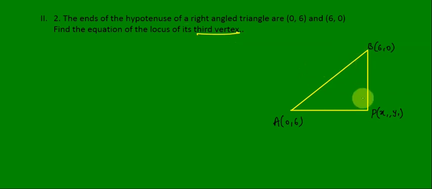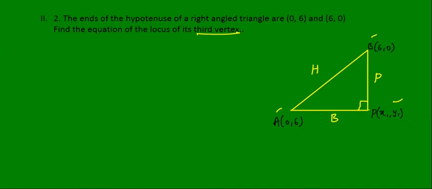As we all know, this is the right angle, right? And opposite to this side will be the hypotenuse, and this is the base, and this is called the perpendicular of the right angle triangle, right? So here what he gave, the two vertices of the hypotenuse, I am naming as A and B. A as (0, 6) and B as (6, 0), and I am assuming the third vertex P as (x1, y1), be any point on the locus.